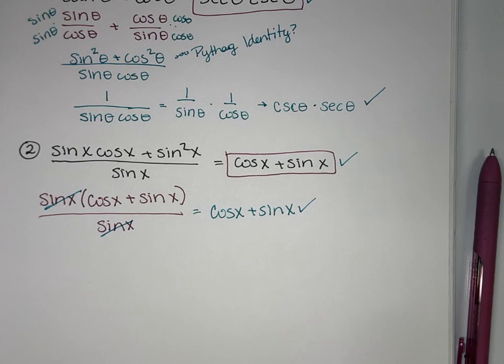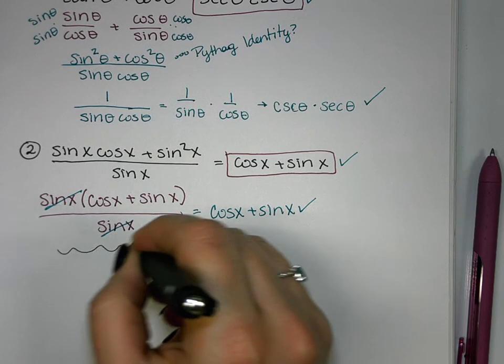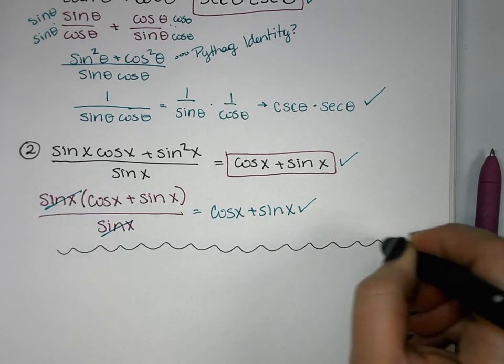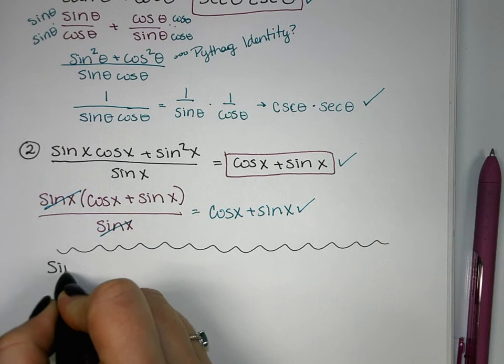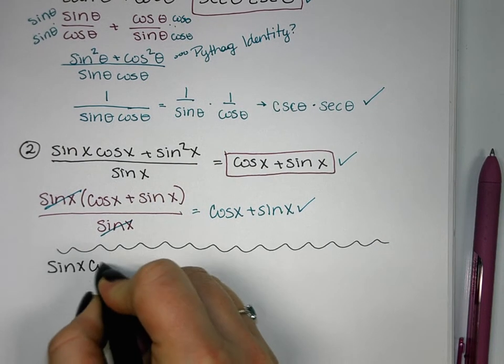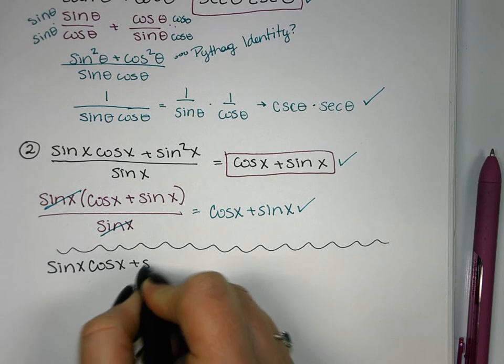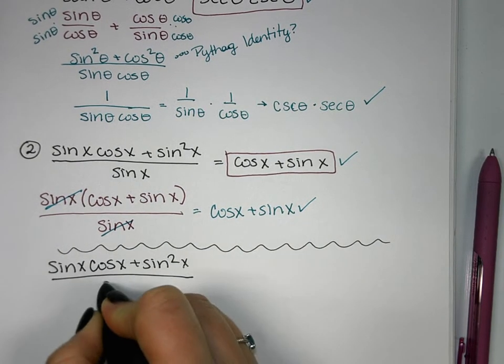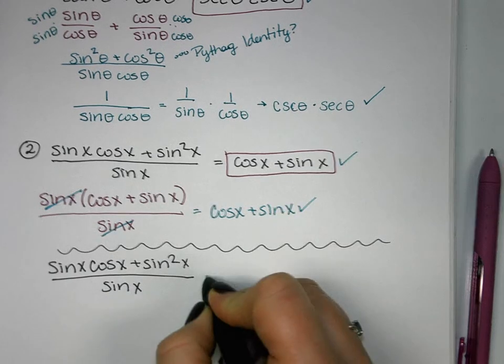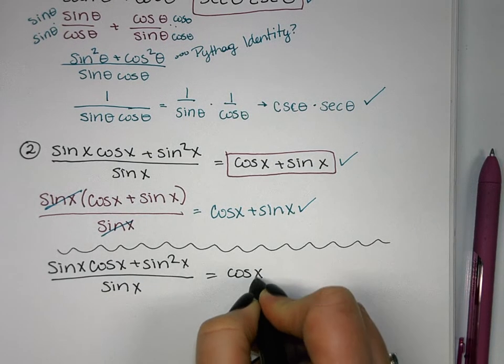So like I said, there is another way that you could have done this one that we can talk about. So if you see or think you might know a different way to go about it, there is a second way that we can prove sine x cosine x plus sine squared x all over sine x is equal to cosine x plus sine x.